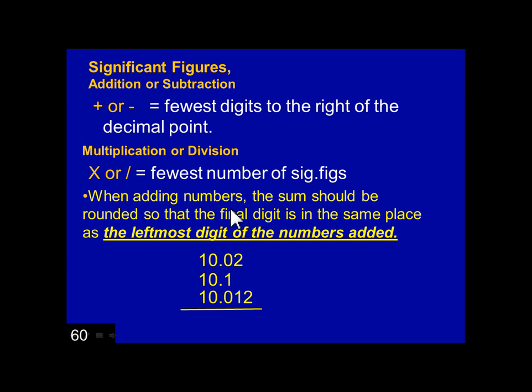Alright, so when adding numbers, the sum should be rounded so the final digit is in the same place as the leftmost digit of the numbers added. So what does that mean, leftmost digit? Well, here we have 3 measurements.